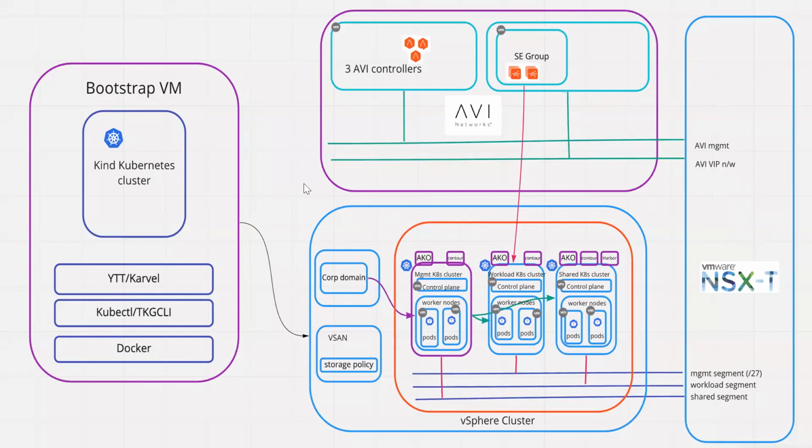So if you can see the screen, this is how a deployment process starts off. You can see here this is a bootstrap VM, more like a control center, or you can say a jump VM, where you have all the tools required for doing the deployment. Docker needs to be installed, then kubectl and the TKG CLI, as well as the Carvel tools which are required.